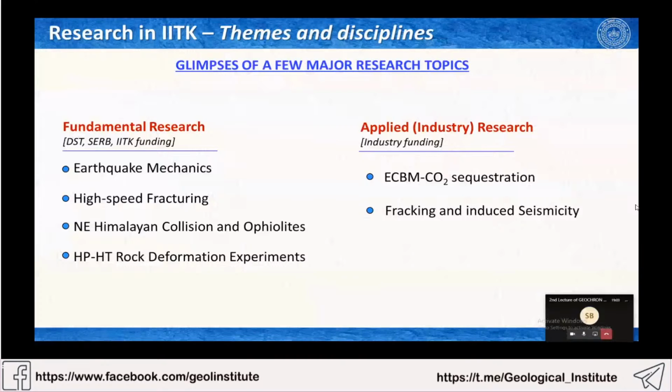So in IIT Kanpur, I mostly work in two directions together with my students and collaborators. One segment is fundamental research, where I try to work on topics like earthquake mechanics, high-speed fracturing, some field-related investigations, particularly in, if you like, sequences in northeastern Himalaya, and of course, high-pressure, high-temperature rock deformation experiments. I also run a parallel research in applied directions, and there I work on CO2 sequestration, coal bed methane recovery, and I recently started on fracking and induced seismicity.